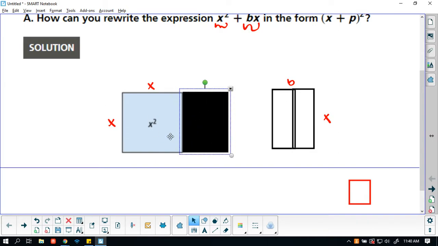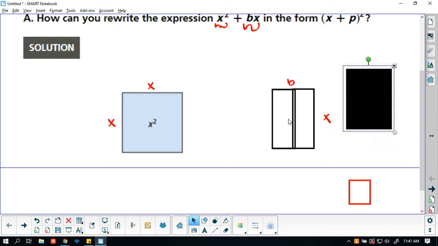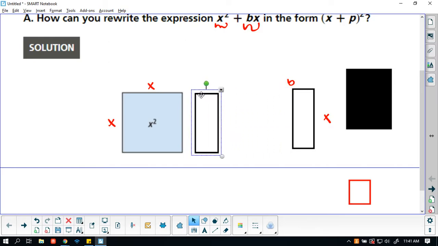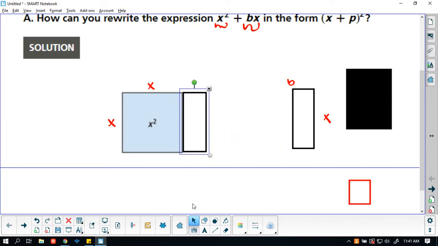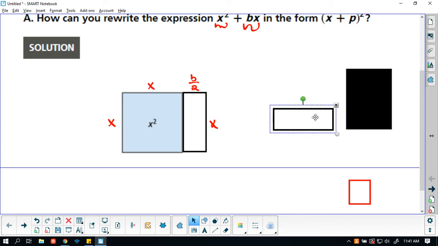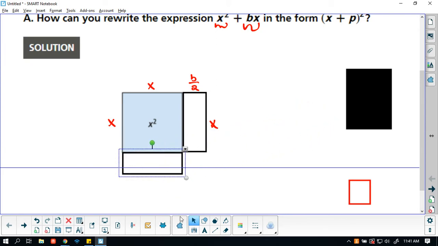Well, if I add that onto the square, we have a perfect rectangle, but we don't have a perfect square. So what I'm going to do is take this rectangle and divide it in half. So I have this half right here, and now this is no longer the length of b, but the length of b divided by 2. It's still this length of x, but the width here is b divided by 2. And now this other half, I'm going to rotate it, and move it to the bottom of my square.